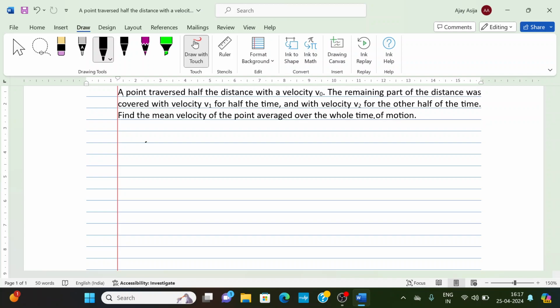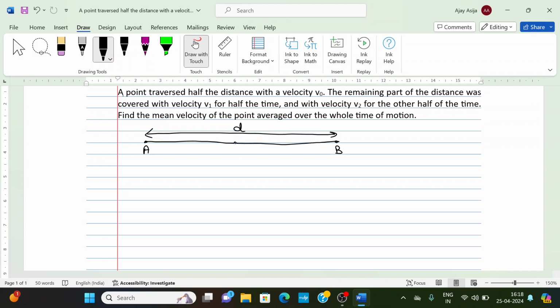Now, for the whole time of motion, the velocities are different: v0, v1 and v2. And we want to find out the mean velocity here. So, let us draw the picture of the problem first. Let us consider we have a point and it has traveled a total distance D between these two points. This is the line representing the distance between the points A and B, and this total distance is D. The point traversed half the distance with velocity v0.